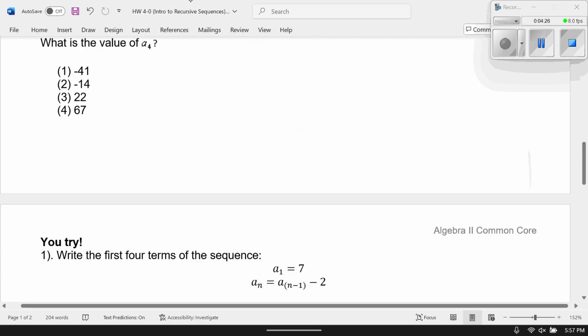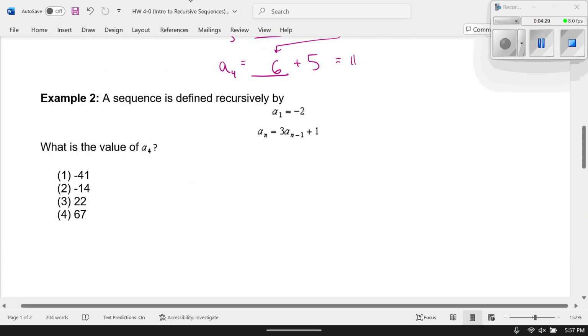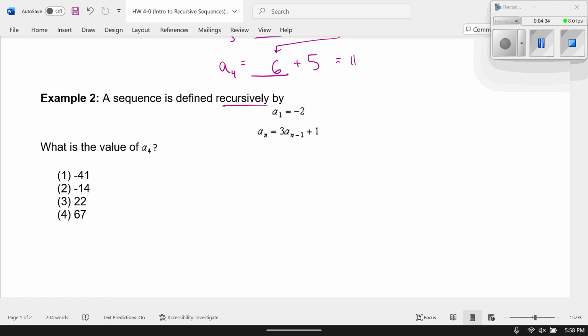Let's try another one. We have the sequence is defined recursively. How do I know they're giving me something that's recursive? You have 2 parts. I have my starting term and I have my pattern. So what do we want? We want the 4th term. So I have A sub 1, A sub 2, A sub 3, A sub 4. With recursive formulas, you can't just jump to the answer. You have to find each one along the way. Now, A sub 1 is -2 because they said so.